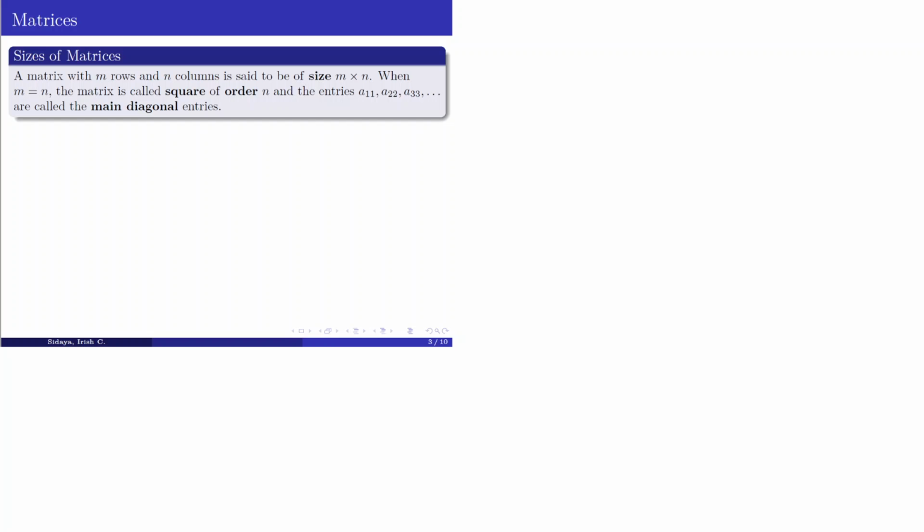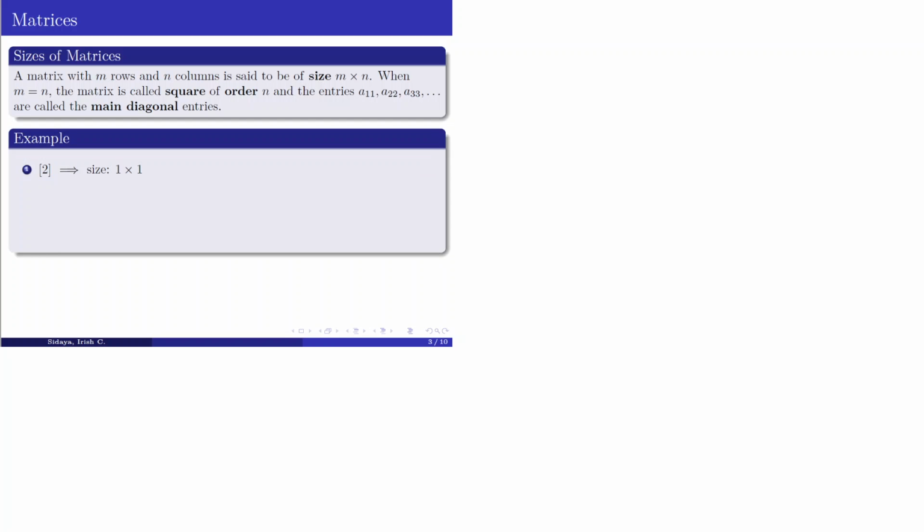When the number of rows is equal to the number of columns, that is, m is equal to n, the matrix is called a square matrix of order n, and the entries A11, A22, A33, and so on are called the main diagonal entries. For example, this matrix is of size 1 by 1. This one is of size 2 by 2. And this one is a 2 by 3 matrix since we have 2 rows and 3 columns.